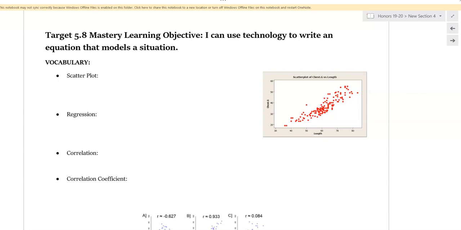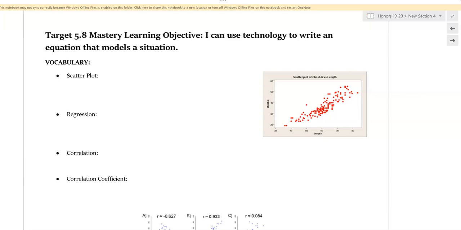All right, we are looking at target 5.8, Mastery Learning Objective. And it says, I can use technology to write an equation that models a situation. So we have some vocab.